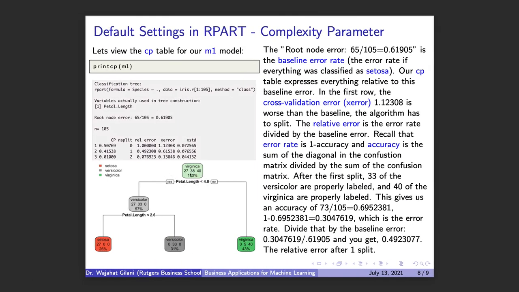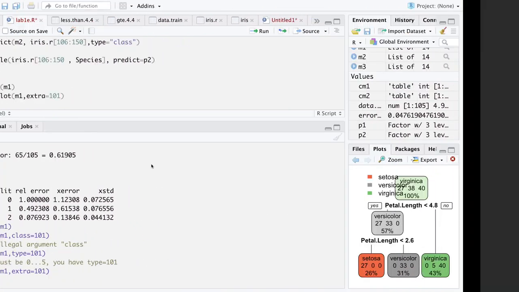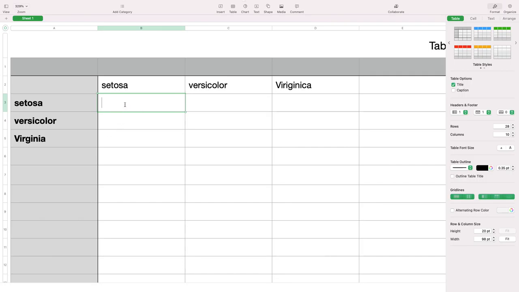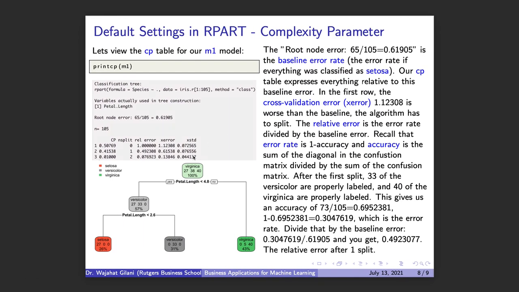All right, so now how do we break this down? Okay, 27, 38, 40. What does that mean? This is our original. So after the first split, we want to calculate the relative error. We have our first split, petal length less than 4.8. Okay, we get two boxes. We get Versicolors, Virginicas, no Setosas. There's no Setosas, right? So we come up here. Setosa across the line will be zeros. All right, no Setosas. It's from our training data.